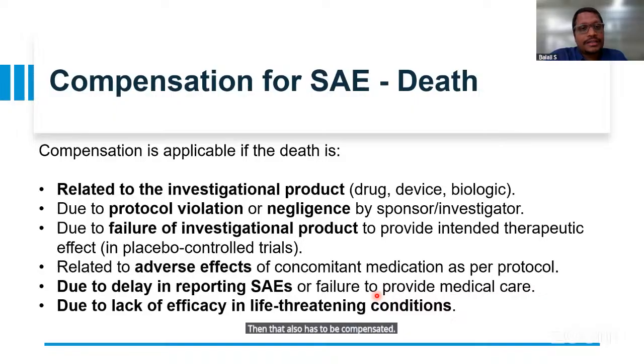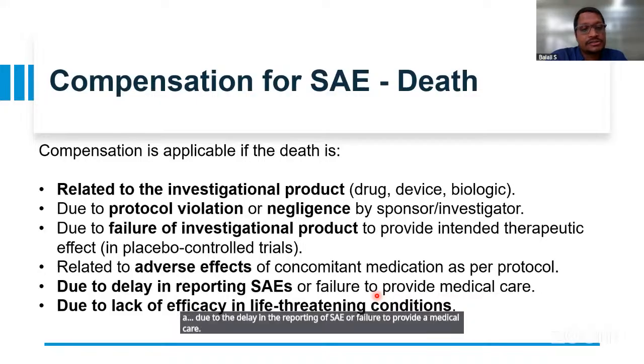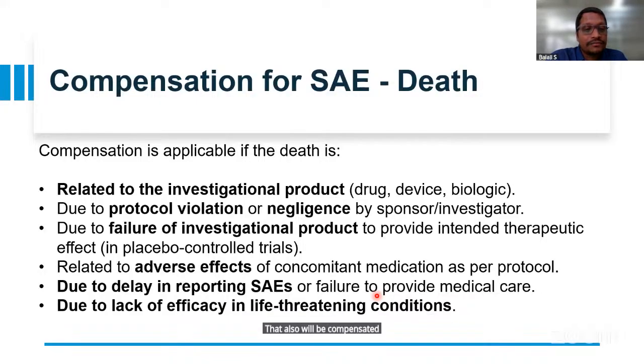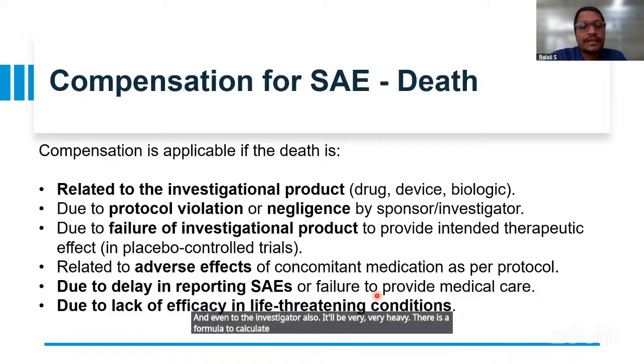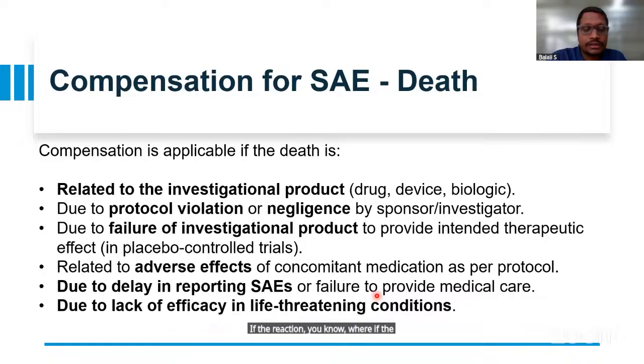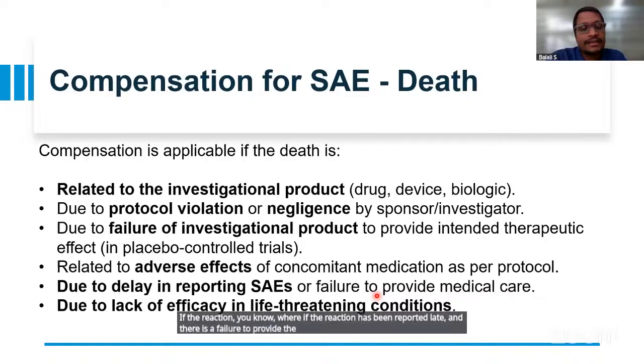Then there is a very important one, that is due to the delay in the reporting of SAE or failure to provide medical care, that also will be compensated. Again, this will be very heavy on the sponsors and even on the investigator. There is a formula to calculate the compensation. If the formula says 10 lakh rupees has to be given in the other cases, where the reaction has been reported late and there is a failure to provide medical care, it may be 10 times or 20 times more than the actual calculated compensation.